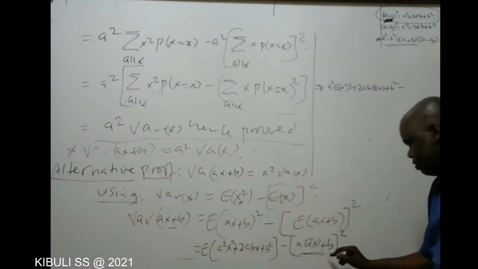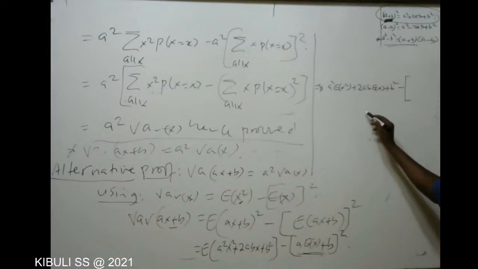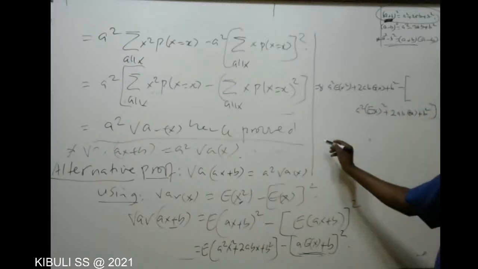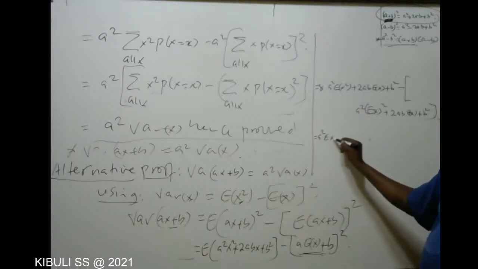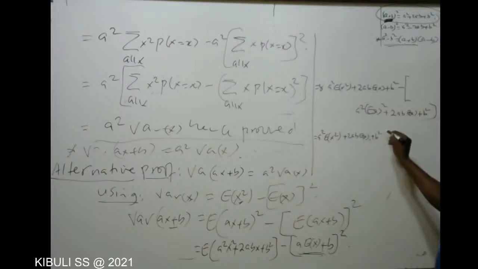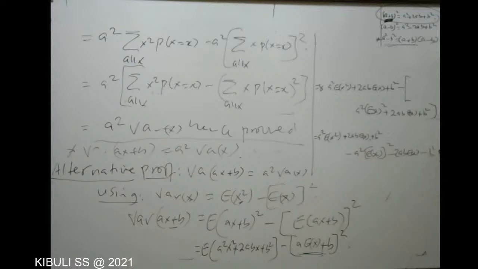And this one I'll be having minus what? You also open this using the useful identity and say that will be equal to minus a squared, expectation of x squared, plus 2ab, expectation of x, plus b squared. Don't forget this minus that one. So this will be equal to a squared, expectation of x squared, plus 2ab, expectation of x, plus b squared, minus a squared, expectation of x squared, minus 2ab, expectation of x, minus b squared.